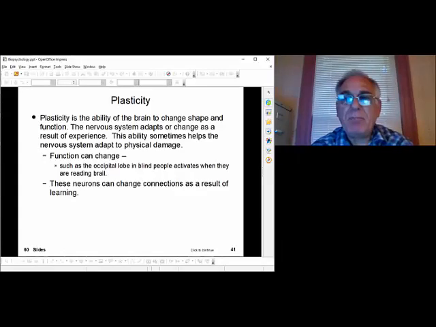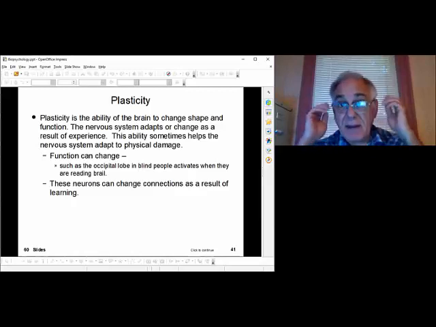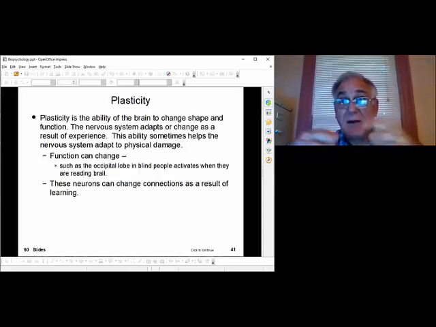If a person is born blind, they don't need the 25% of the occipital lobe in the back of their brain, so does it just die? No, it becomes part of the touch system, so that when a person is reading Braille, the occipital lobe lights up as if they're seeing something. If you can't hear anything, if you're born deaf, then that area behind the ear, Wernicke's area, that's used for hearing and understanding speech, you don't need it.